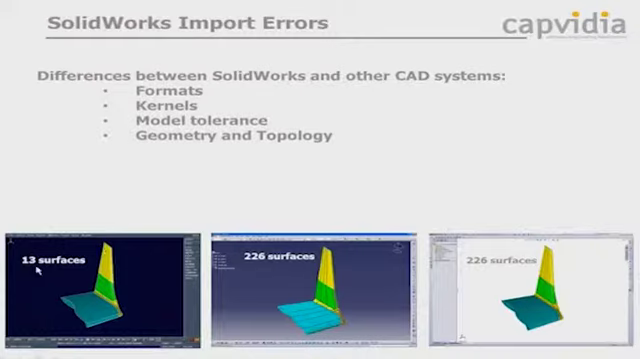If you look at the bottom here, what you see in this window with 13 surfaces is CATIA v4. Now, as this is translated to CATIA v5, which is a different modeling kernel, you can see a change. We now have 226 surfaces where there were only 13. The same thing happens when you go to SolidWorks. This is CATIA v6. The same thing happens here. We have a difference from CATIA v4 to CATIA v6.